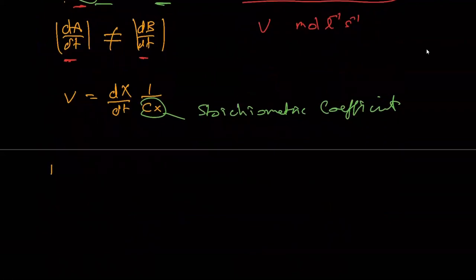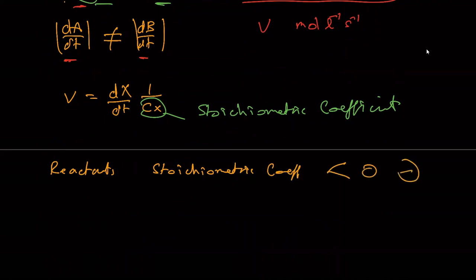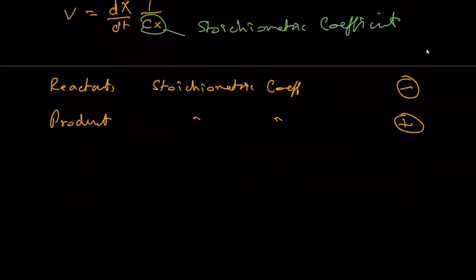So for reactants, the stoichiometric coefficient is always less than 0. It's always negative. And for products, the stoichiometric coefficient is always greater than 0. It's always positive. So if I take this reaction here, 2A goes to B, the stoichiometric coefficient for A is -2.